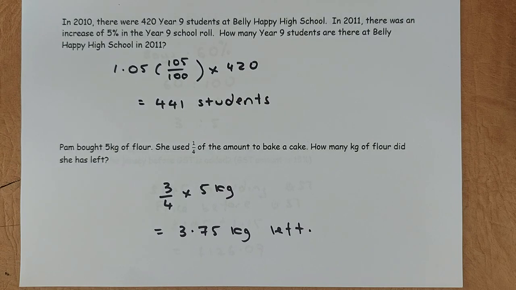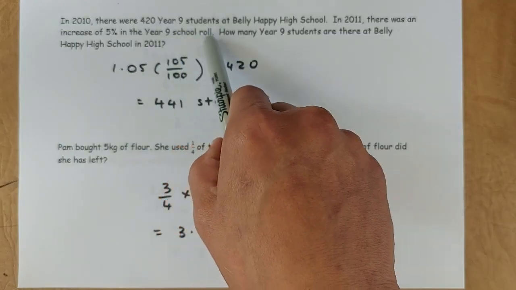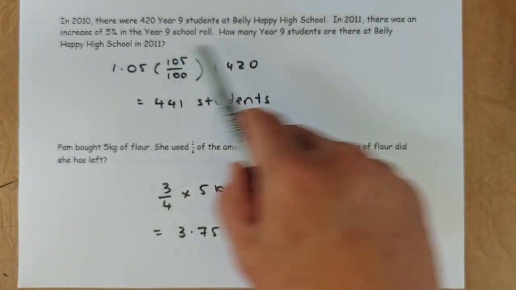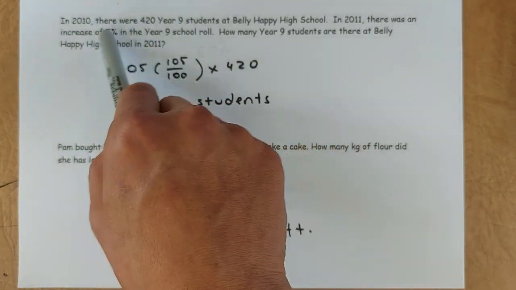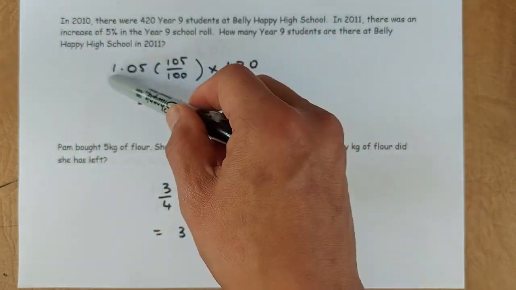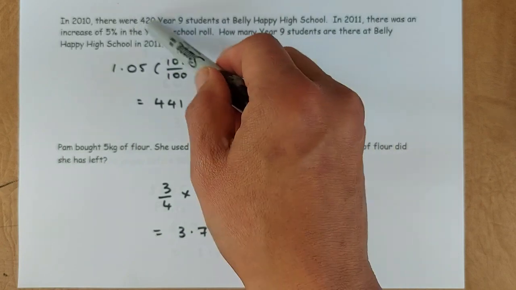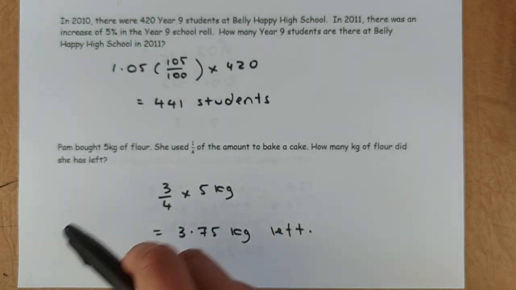So we look at the third word problem. In 2010, there were 420 Year 9 students at Valley Happy High School. In the next year, 2011, there was an increase of 5% in the Year 9 school roll. How many Year 9 students are there in the school in 2011? So originally it was 100%, increase of 5%, it becomes 105. So 105 over 100 is 1.05 times the original amount 420. Put in your calculator, there are now 441 students. Great, good.